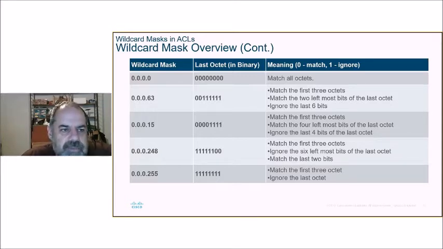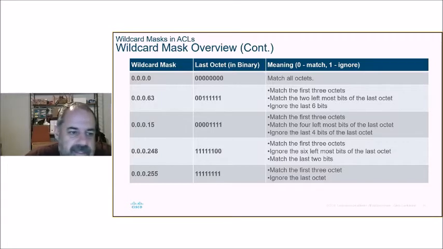Okay, so the next one is 0.0.0.63. We've converted the last octet into binary, and as you can see, it's 2 zeros followed by 6 ones. Basically here, the first 3 octets must match, of course, because they're all zeros. In the 4th octet, the first 2 bits must match, and the last 6 bits do not need to match. This would be a range of addresses: there would be 64 addresses that would match this, and that could be a subnet, let's say.